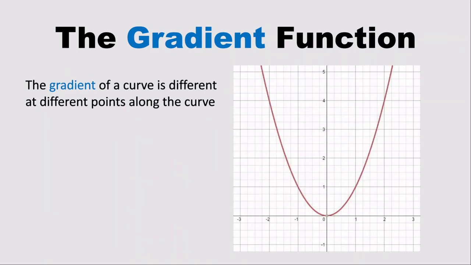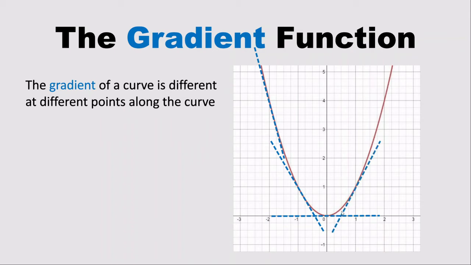The gradient of a curve, however, is different at different points along the curve. Let me show you what the gradient is over here. Here the gradient looks quite steep and it's definitely going downwards. That's a negative gradient. Whereas further along the curve, this gradient is still negative but not quite as steep. Well, this gradient looks perfectly horizontal.